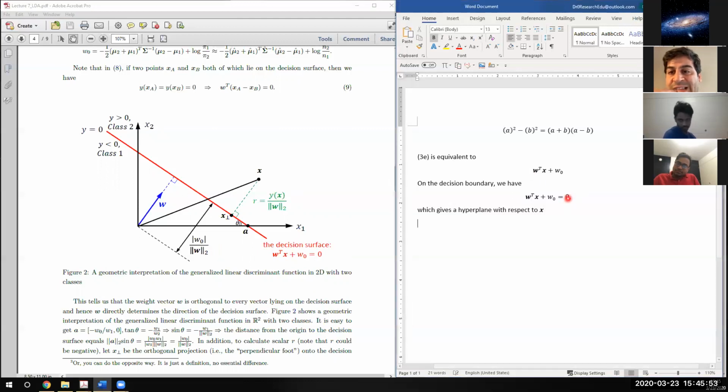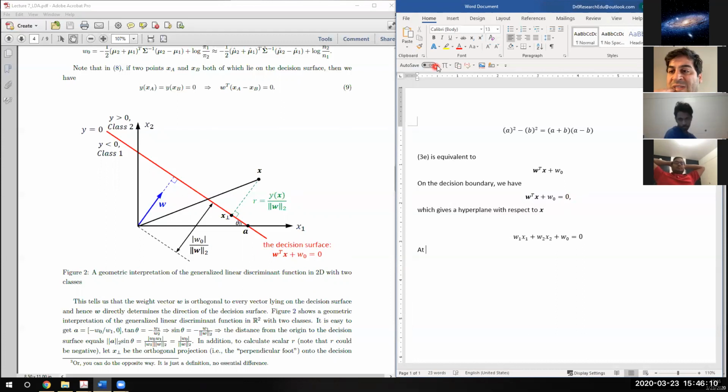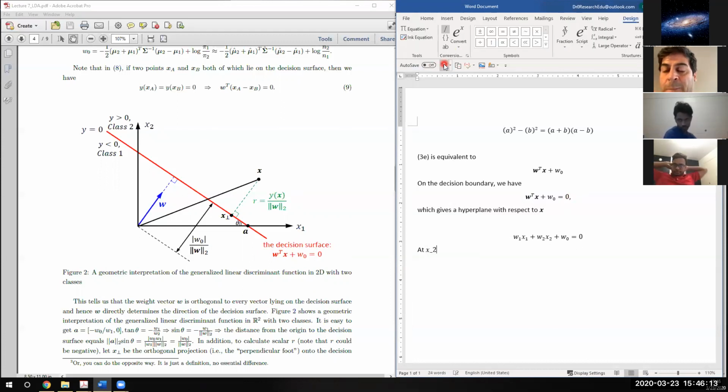Let me ask you this. See my part here, okay? I have W1 x1 plus W2 x2 plus W0 equal to 0. Now at x2 equal to 0, what is your x1? X1 is negative W0 over W1. Yes, negative, don't forget negative. Right? You're going to have negative W0 over W1, and this is your A.